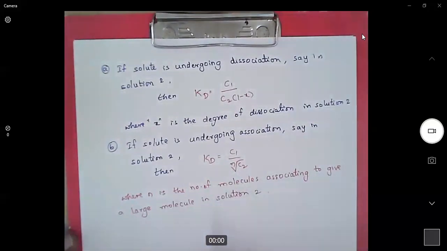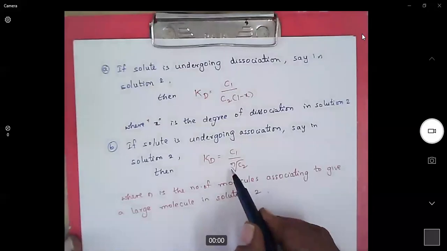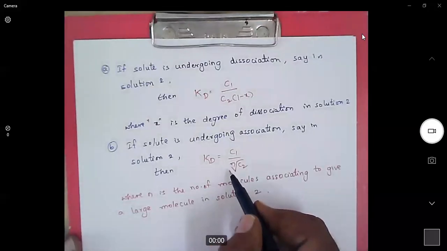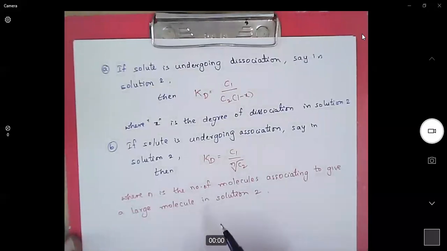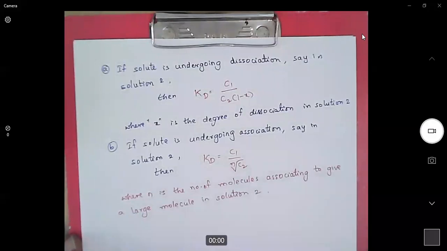If it is undergoing association, say for example, 3 molecules are undergoing association to give a single molecule, then we need to write 3 here. If 4 molecules are undergoing association to give 1 molecule, then we need to write 4 in place of n. So this is how we calculate the partition coefficient if a molecule is undergoing association or dissociation in a particular solvent.